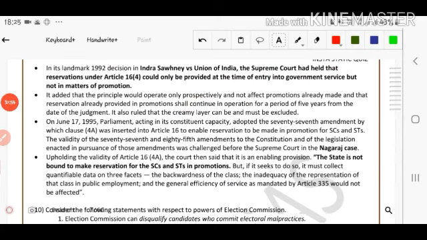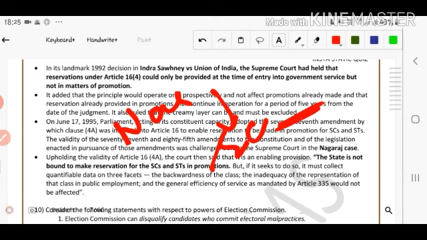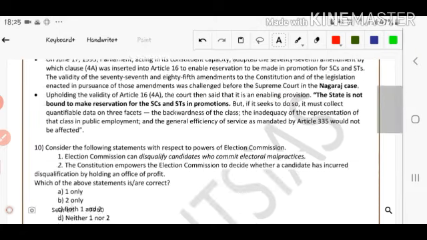It means that indirectly the Nagaraj case promotes that reservation in promotion of the SC and ST can be given, but these conditions should be met. Number first, the backwardness of the class. Number second, the inadequacy of representation in that service. Number third, representation of the class. Number four, general efficiency should not be affected.